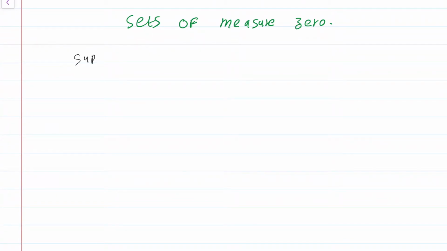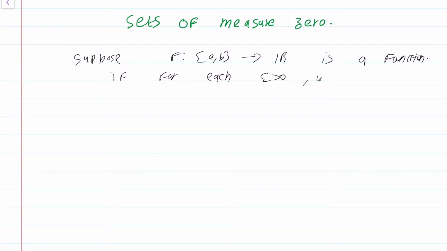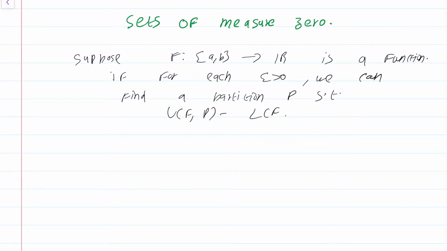Suppose f from [a, b] to R is a function. We want to understand if f is integrable or not. We already know that f will be integrable if for each epsilon greater than 0 we can find a partition P such that U(f, P) minus L(f, P) is less than epsilon.